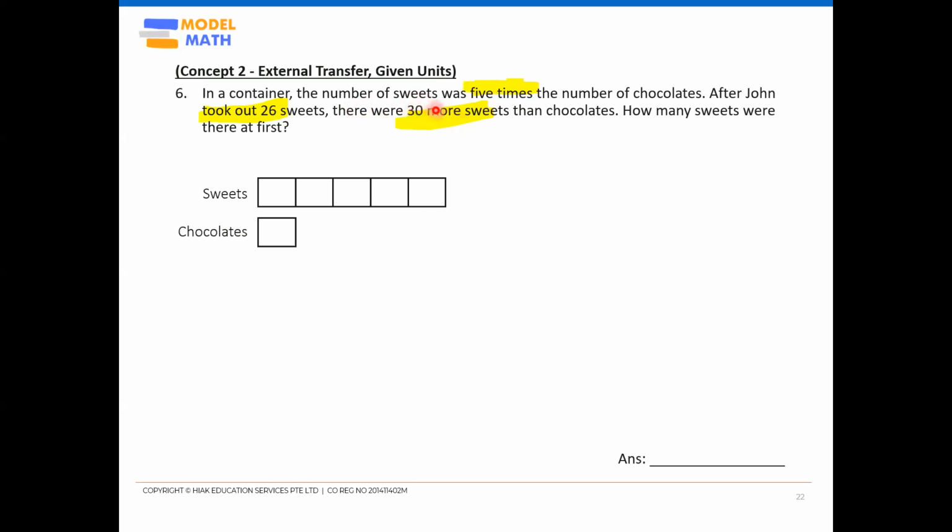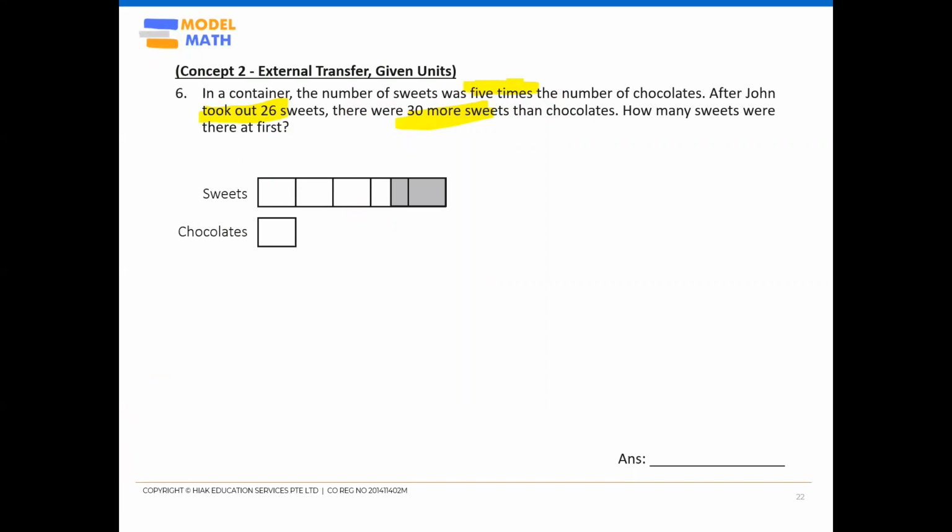So what we need in the end is 30 more sweets than chocolates. So don't worry about the word 30 first. I need more sweets than chocolates in the end. So in the end, I still need more sweets than chocolates, which means I shouldn't be shading away 26 too much. So maybe for 26 I can cut somewhere here and shade off 26 like this. So this is a value of 26.